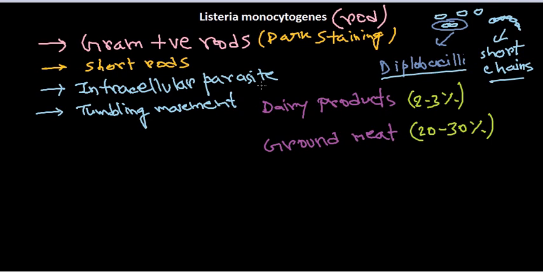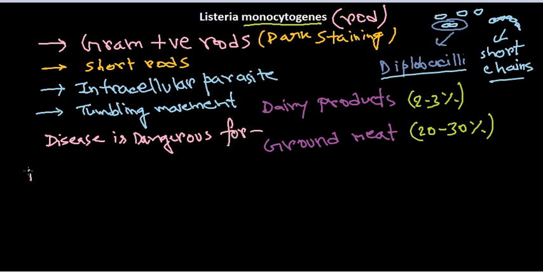Among all these different Listeria species, Listeria monocytogenes is the one found to cause disease in human beings, and the disease is most of the time prevented by our own immune system. So this is not that threatening for us, but this kind of disease is life threatening for pregnant women. The disease is dangerous for one, a pregnant woman.